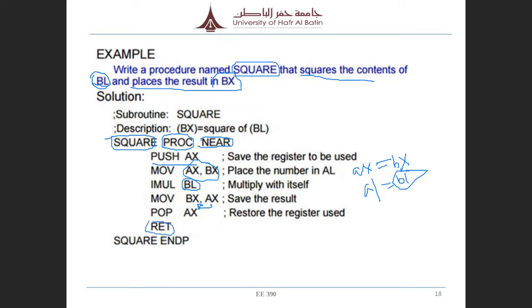So return from the procedure, and then we have to finish it formally with the same name, square, and then end. At the end we have to write P for procedure, ending of procedure. Do you get the idea about how to write a procedure with an example here?